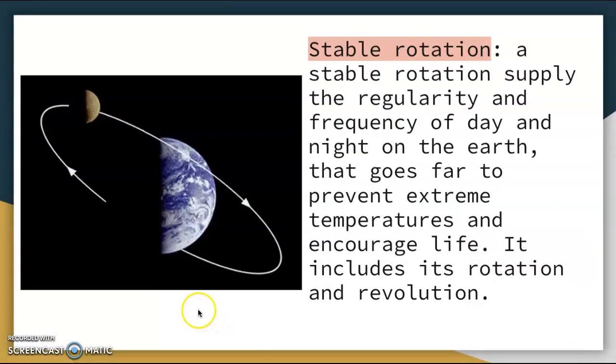And Earth also has a stable rotation. A stable rotation supplies the regularity and the frequency of day and night on Earth. That goes far to prevent extreme temperatures and encourage life. Earth's motion is not just its self-rotation, it also includes the revolution around the sun.